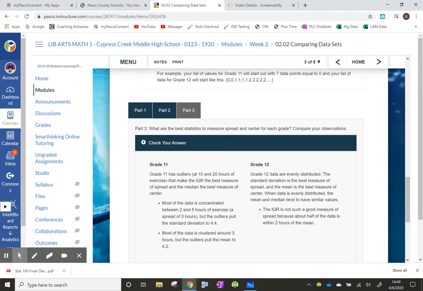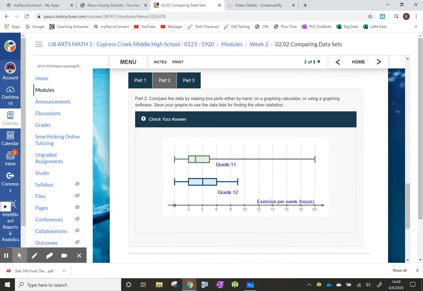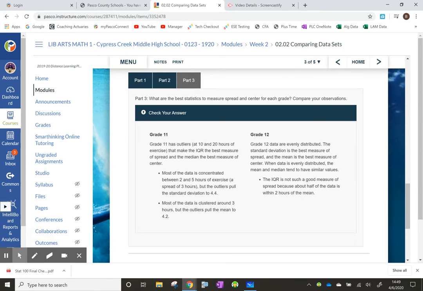So grade 12 was more evenly distributed because if you look at grade 12's graph, it's very symmetrical, right? Every section is about the same size, although it's not perfect, it's very close. Grade 11, each part of it is very different from the other part. Like you got that one very long whisker, and the boxes are not very symmetrical. But grade 12 is. So for grade 12, you would want to use the mean and the range. You wouldn't really want to use the median to describe its middle as well.